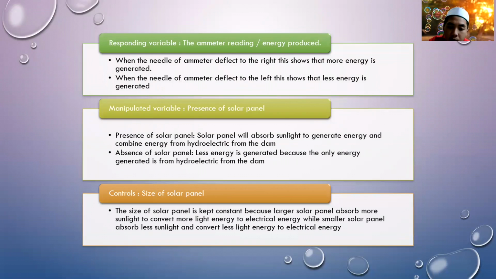The control variable is the size of the solar panel. The size of the solar panel is kept constant because a larger solar panel absorbs more sunlight and converts more light energy to electrical energy, while a smaller solar panel absorbs less sunlight and converts less light energy to electrical energy.